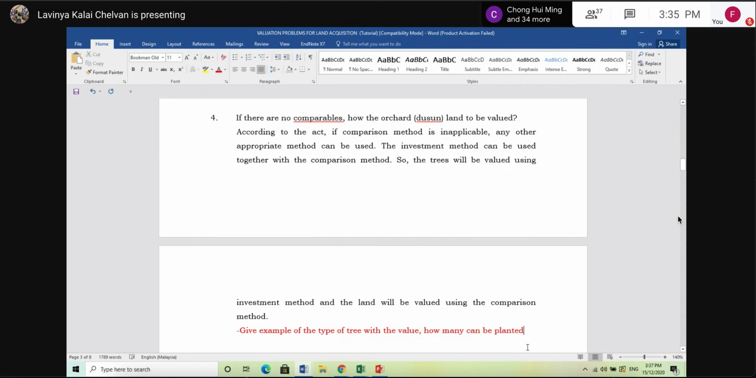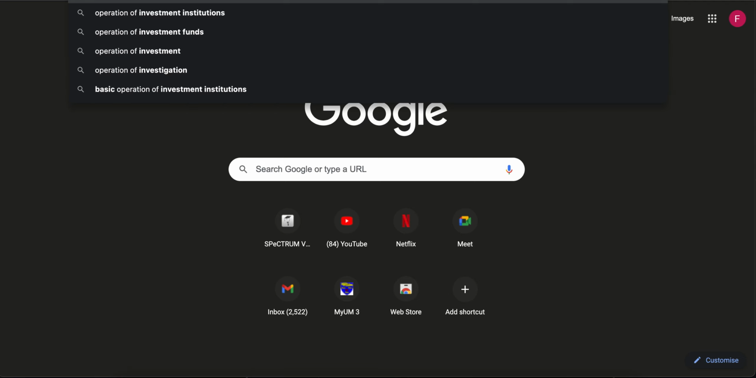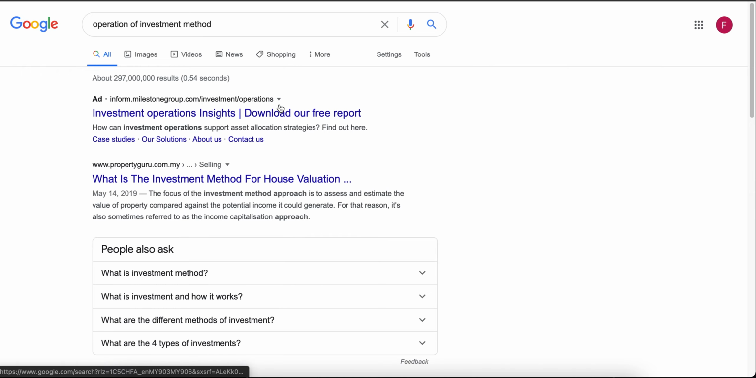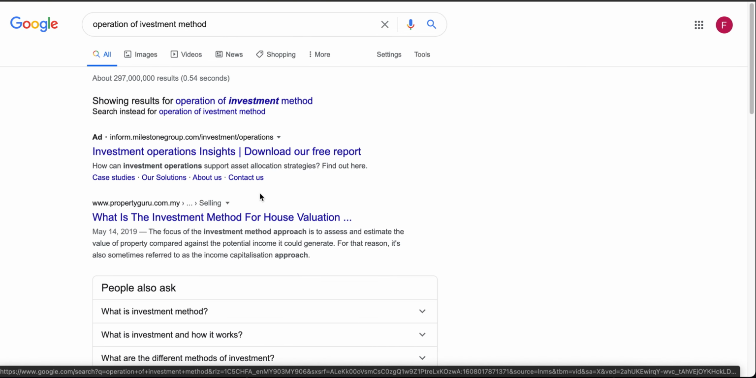Okay, can someone explain to me the operation of the investment method? Can you understand my question? We understand. So, if not mistaken, the front part we use... What is the information that you need to find first? Maybe the cropping life of the trees. Okay.